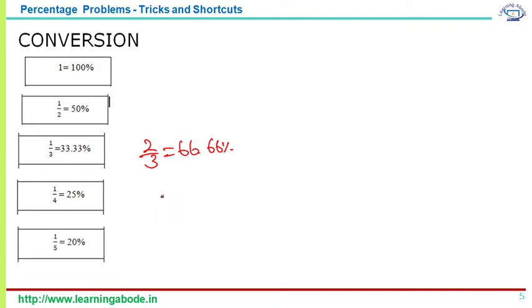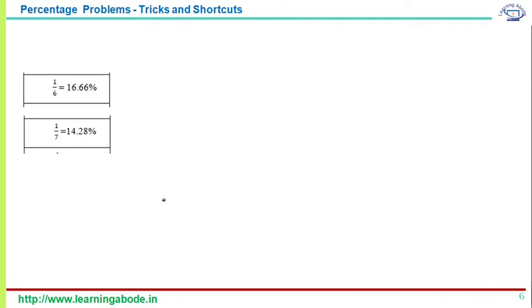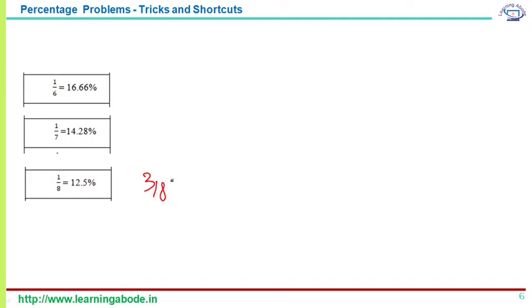Now 1 by 5 is 20 percentage, and 2 by 5, 3 by 5, 4 by 5 are all important. If you remember 1 by 5 is 20 percentage, you can easily get the other values. Next, 1 by 6 is 16.66 percentage. 1 by 7 is 14.28 percentage, which is also a repeated number. According to me, the most important one is 1 by 8 is 12.5 percentage. When I say 1 by 8 is 12.5, 3 by 8 is 37.5, 5 by 8 is 62.5, 7 by 8 is 87.5. All these are also popular equivalents.